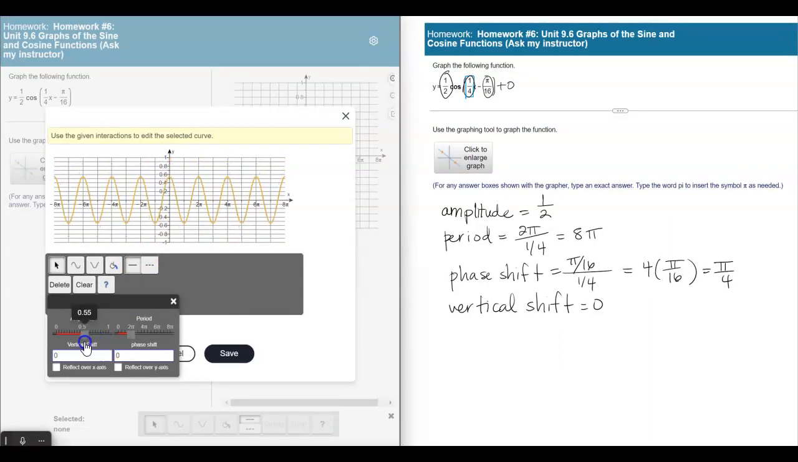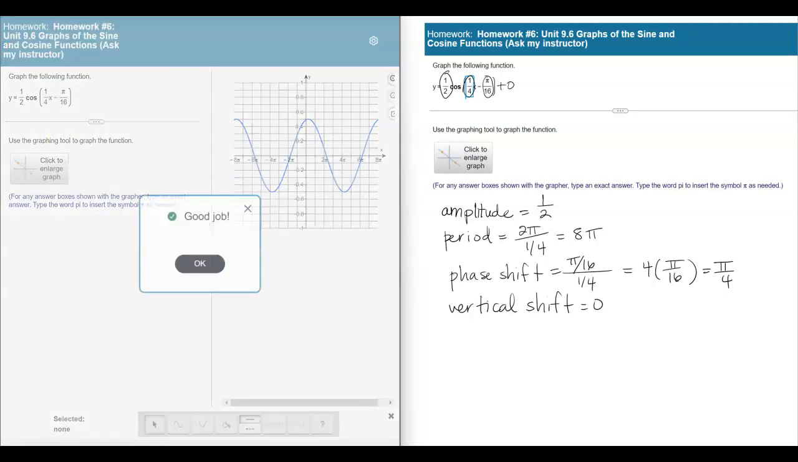So the amplitude is 1/2. I'll take this to 0.5. The period is 8 pi, so I'll take this all the way over to 8 pi. There is no vertical shift, and the phase shift is pi over 4. So I literally type pi for pi, and then I'm going to divide by 4. There's no reflection happening over either one of the axes, and so I'm just going to click Save and check my answer, and perfect, that was correct.